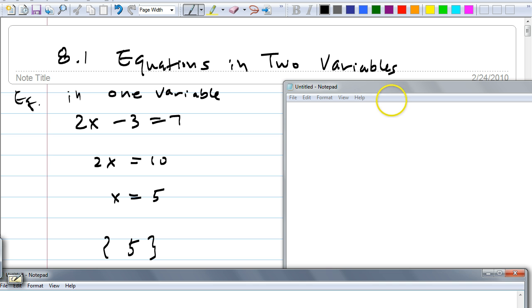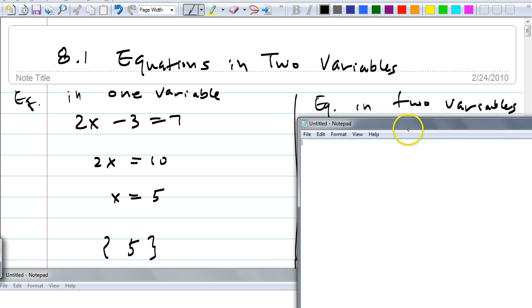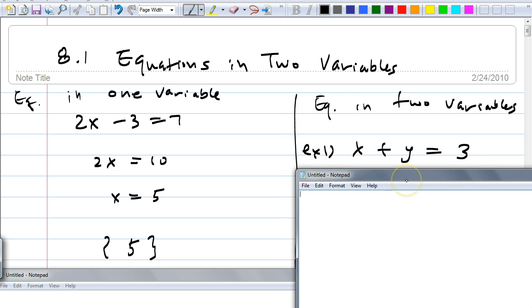Okay, so let's take a look at this equation. Now here's your first equation in two variables. Very simple equation. It says x plus y equals 3. As you can see, we have two variables, x and y.